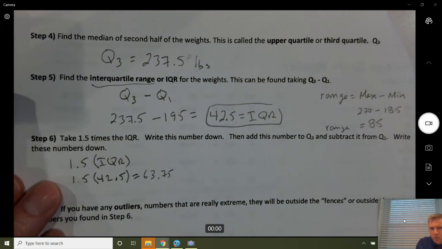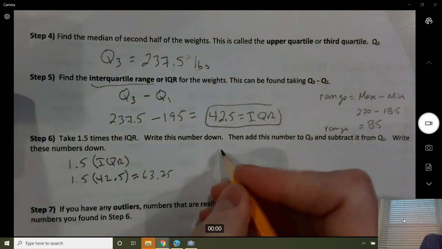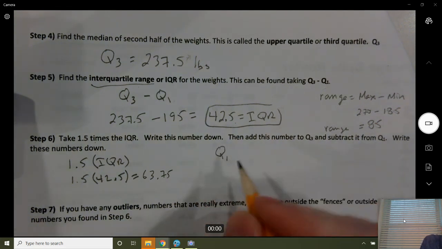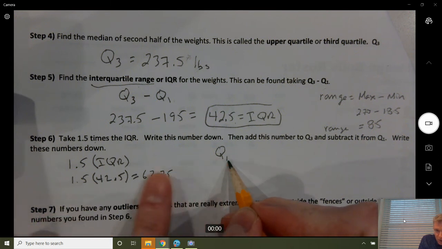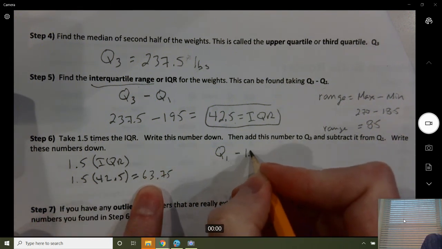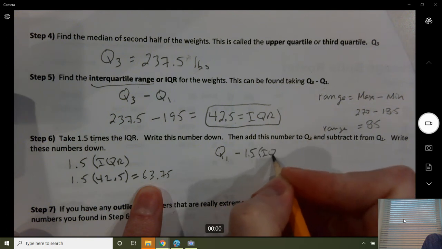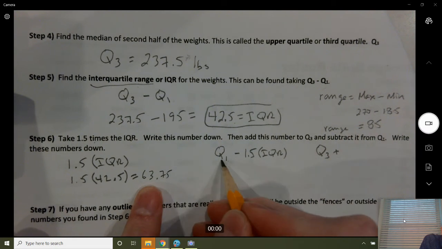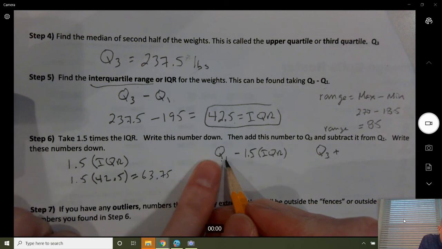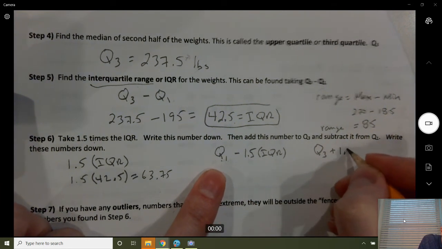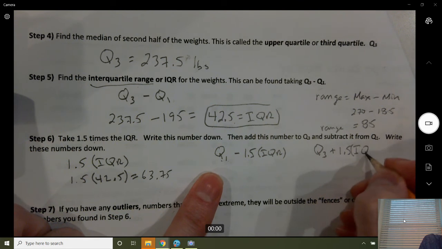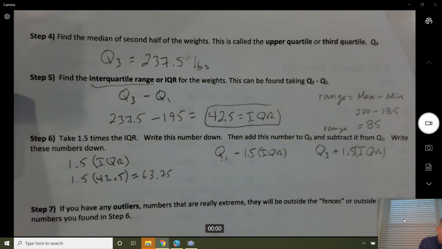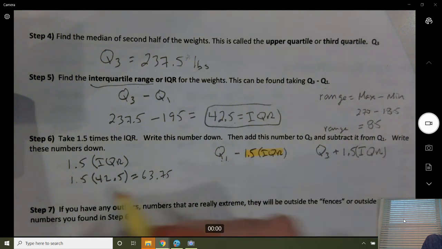Okay, and remember the rule for finding outliers. From the Q1, because that's the smaller value, you're going to subtract 1.5 times the IQR. And you're also going to take the Q3 and add. Remember, Q1 is smaller than Q3. So you're going to the left for the Q1 and to the right for the Q3, 1.5 times the IQR. Remember, we already calculated 1.5 times the IQR came out to be 63.75.